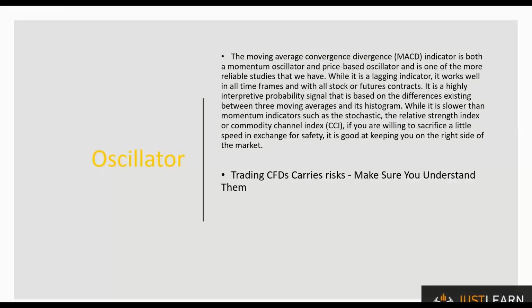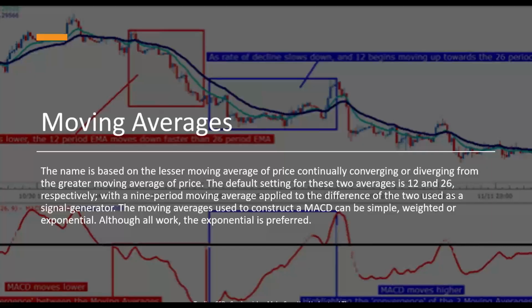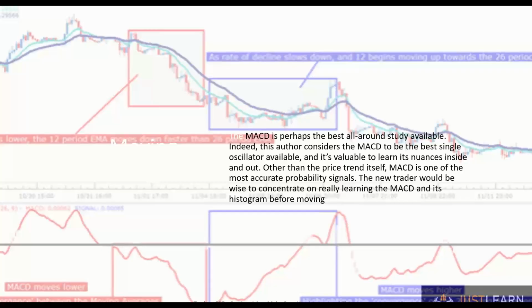So the moving average convergence and divergence, MACD, is both a momentum oscillator and a price-based oscillator, and it's one of the more reliable studies that we have. If you combine it with stochastics and CCI, or good price action interpretation, especially if you're using chart patterns, they work extremely well. So MACD is perhaps the best all-around study available.